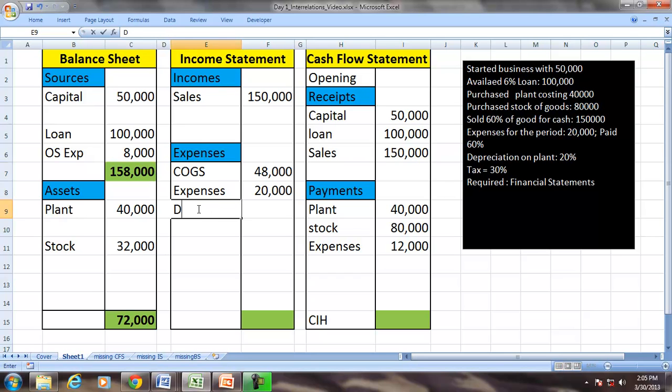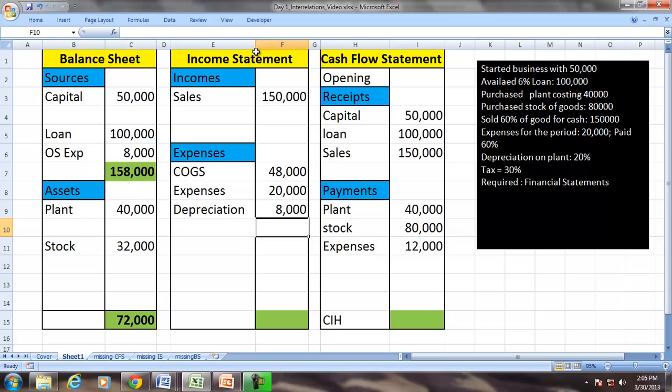Depreciation on the plant. Depreciation is an expense, and depreciation on the plant is 20%, so 0.20 of 40,000, and depreciation is not an outflow but a reduction in the value of the plant. So therefore the plant will be reduced to the extent of 8,000, and will be shown as accumulated depreciation.